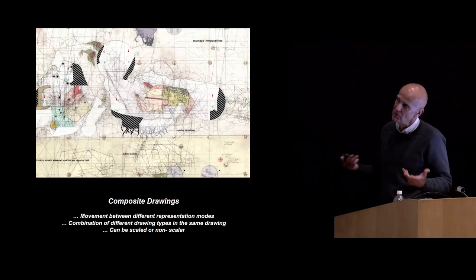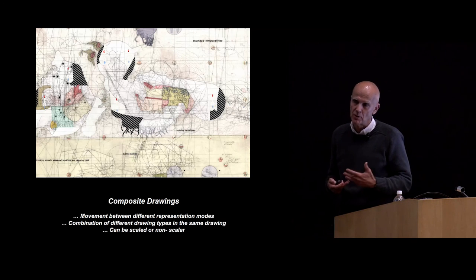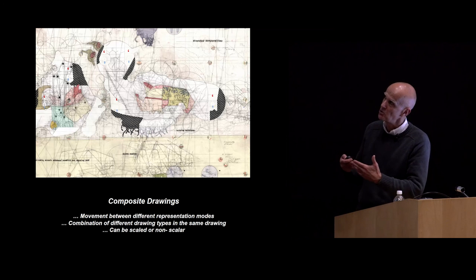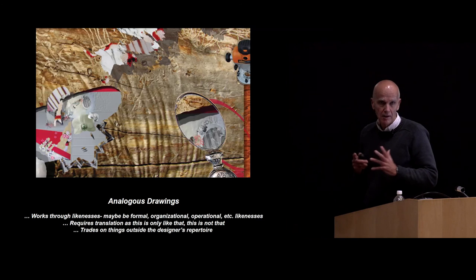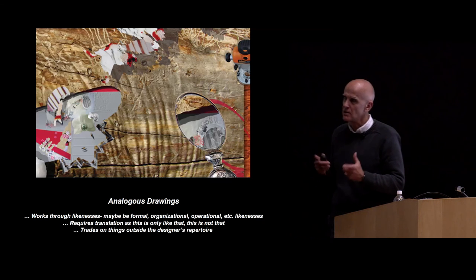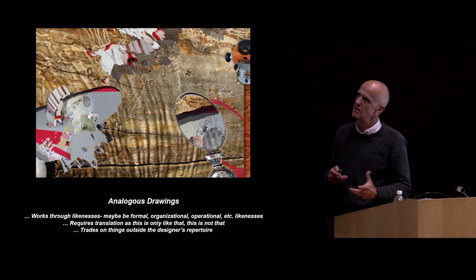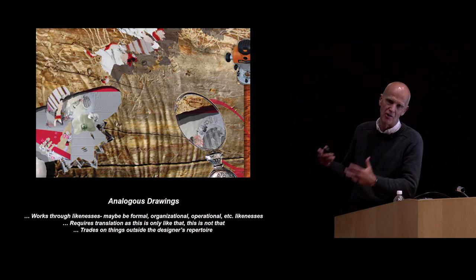Composite drawings, they're fairly familiar. We're using multiple languages, elevation, section, notation in the same drawing. Analogous drawings in which things behave like other things, things look like other things, things are organized like other things, but they're not those things yet. So I've got a set of working, sort of representational techniques that have been helpful.